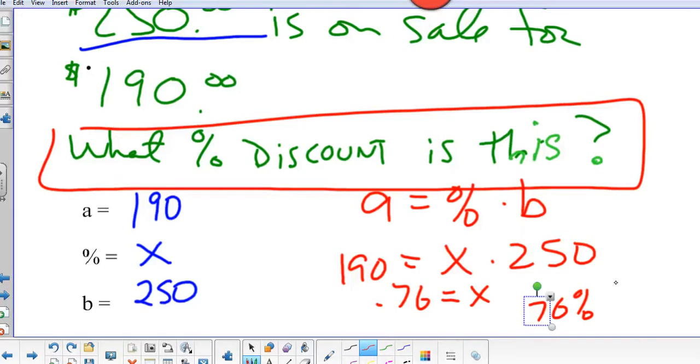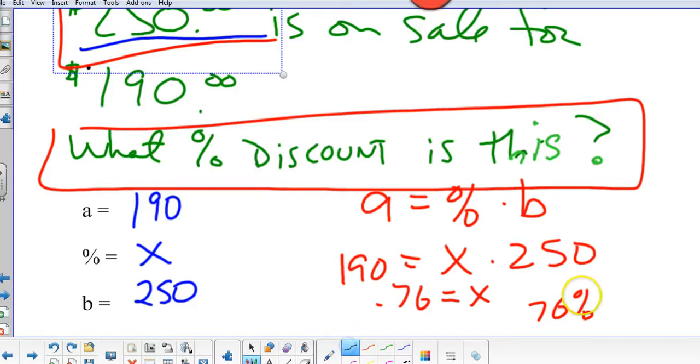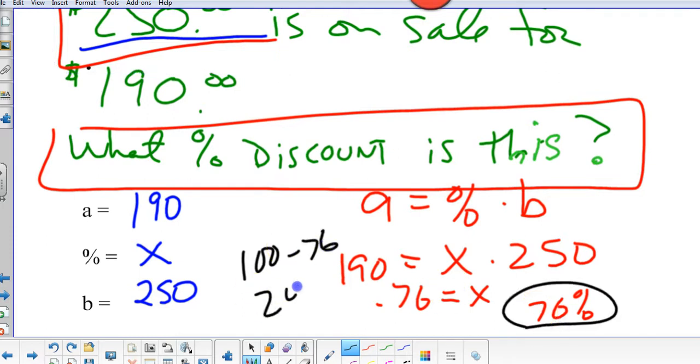Well, what was the original percentage? I want you to think about that. What percent is the 250? The original percentage that they're originally selling it for is the whole amount, which is 100%. So the discount, if it's now 76% of that price, they must have taken off 24%, and that would be the answer to this question.